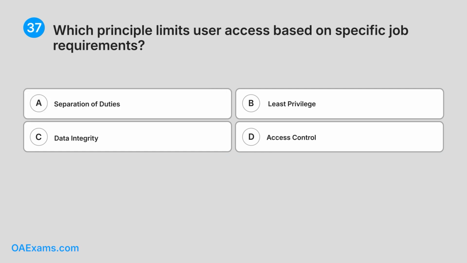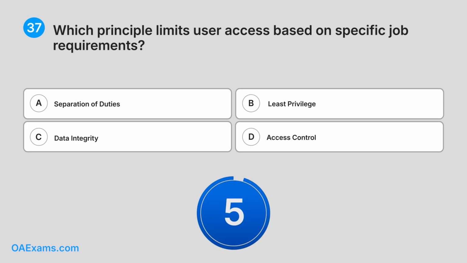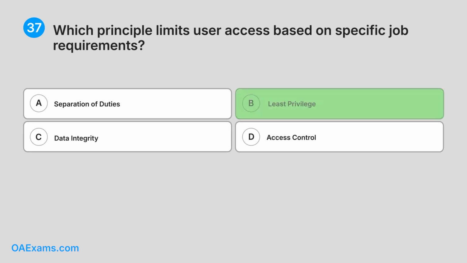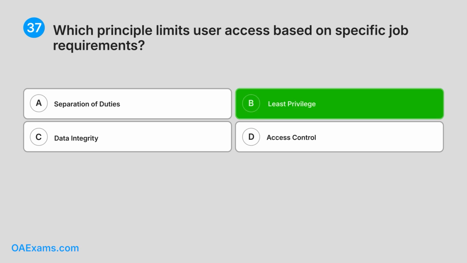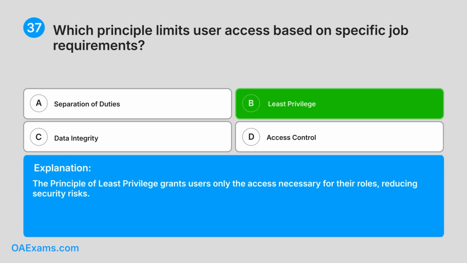37. Which principle limits user access based on specific job requirements? A. Separation of duties. B. Least privilege. C. Data integrity. D. Access control. Do you know the answer? Correct answer: B. Least privilege. Explanation: The principle of least privilege grants users only the access necessary for their roles, reducing security risks.